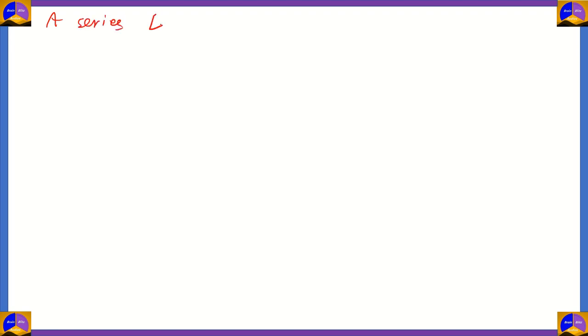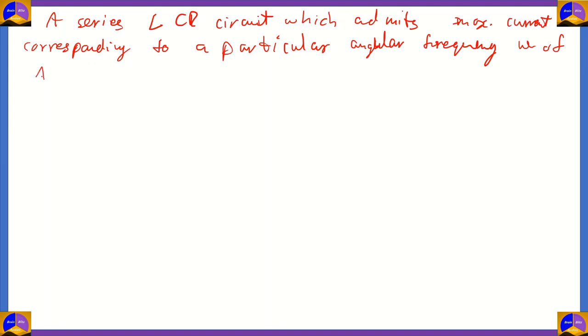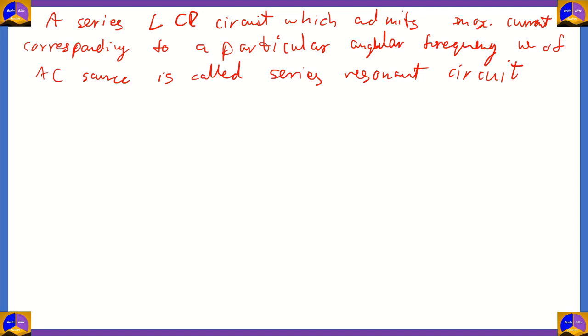A series LCR circuit which admits maximum current corresponding to a particular angular frequency omega of AC source is called series resonant circuit. So when you have a circuit at resonance, then the value of omega will be equal to omega naught. That means the impedance will be at its lowest point, so that means the circuit can admit maximum current.